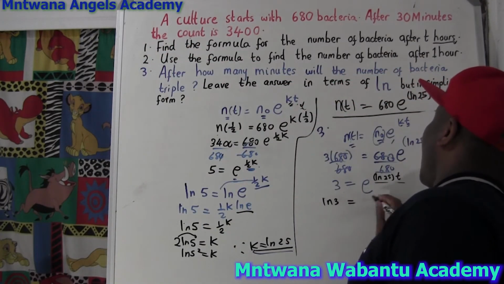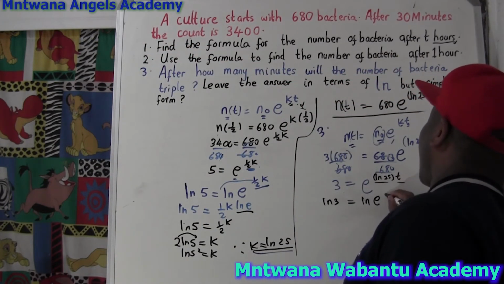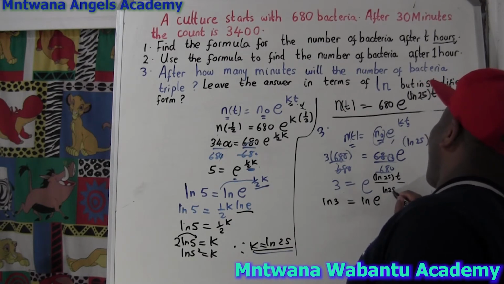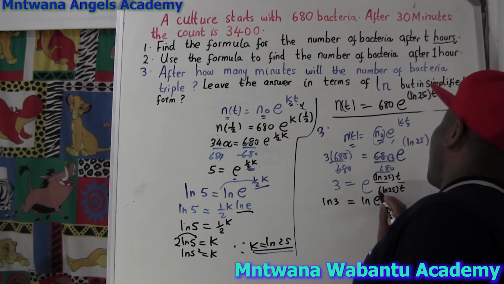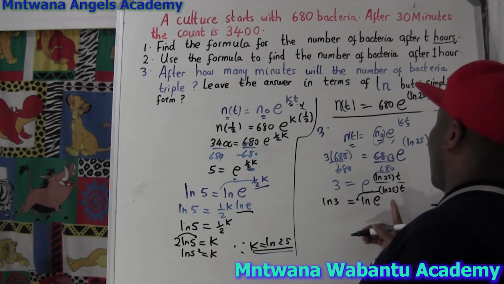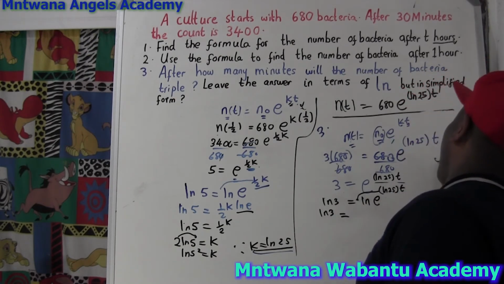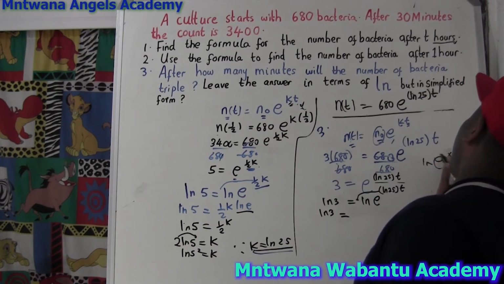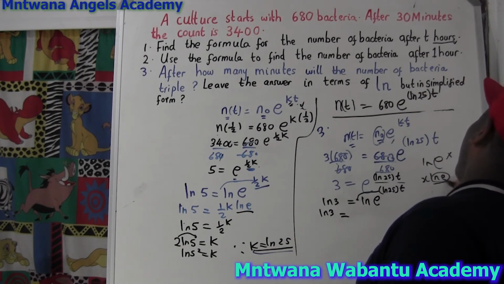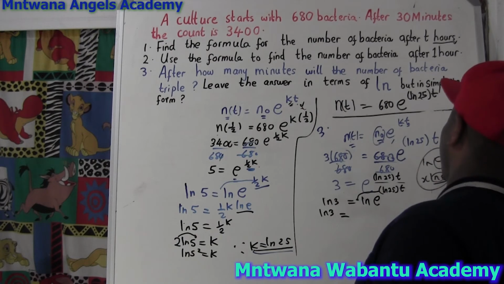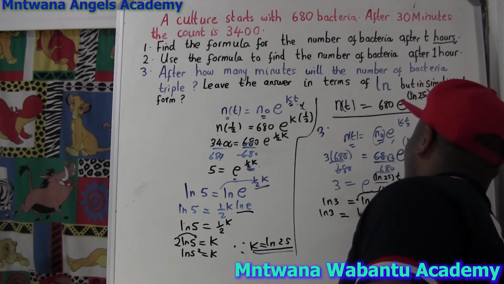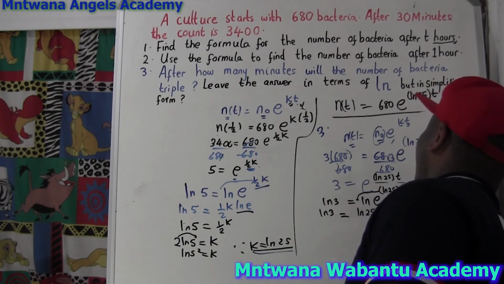So I'm going to say ln of 3 equal to ln of e, and then here ln of 25, all this times t. So what happened? This is going to come to the front. It can go in front of ln. That's a rule: if you have e power x and you apply ln, this x is going to come in front. It's going to be ln of e. This is not part of the question, just explanation. So ln of 25 times t.